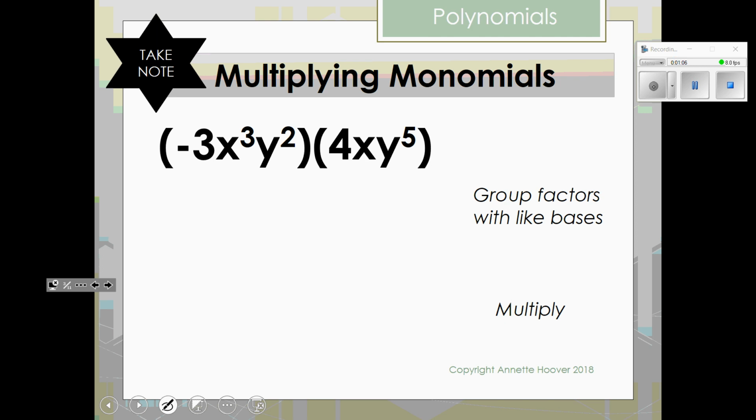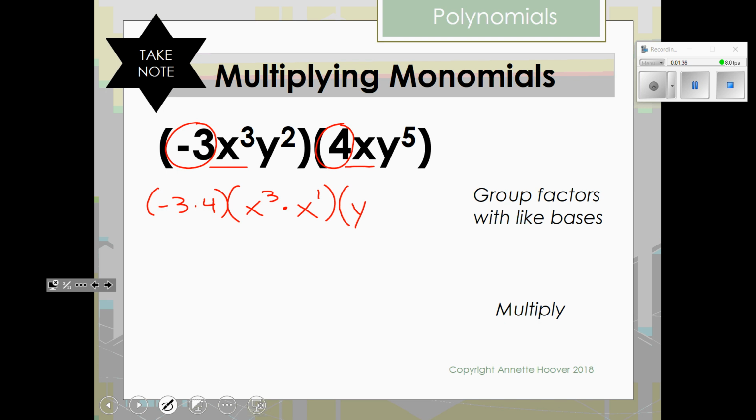Okay, in our next one, if you look, we can also use the commutative property to group together things that are alike. Up here we have a -3 and a -4. We can group those together. So -3 times 4. We can also group together like bases. So we have x cubed that we can multiply times x. And remember, when you have a variable without an exponent, there is an invisible 1. So that's x to the first.